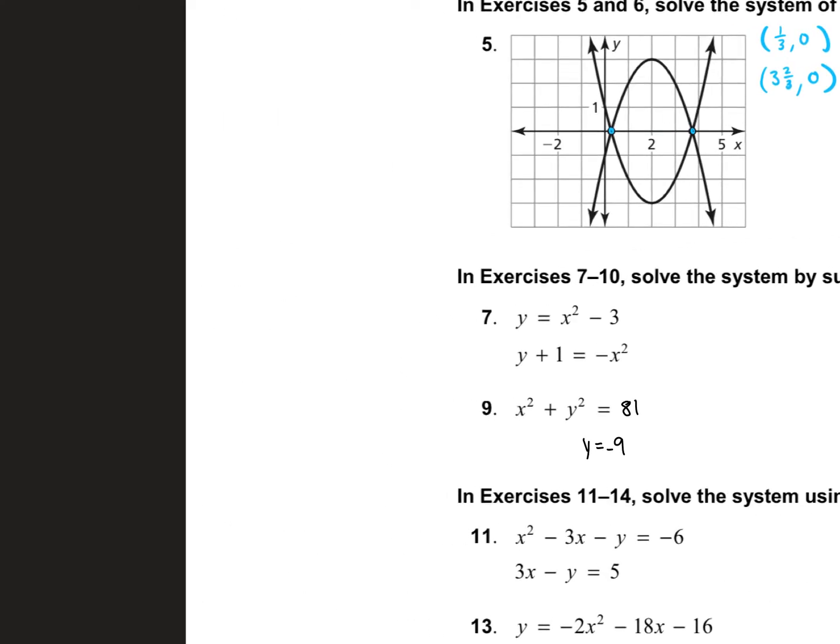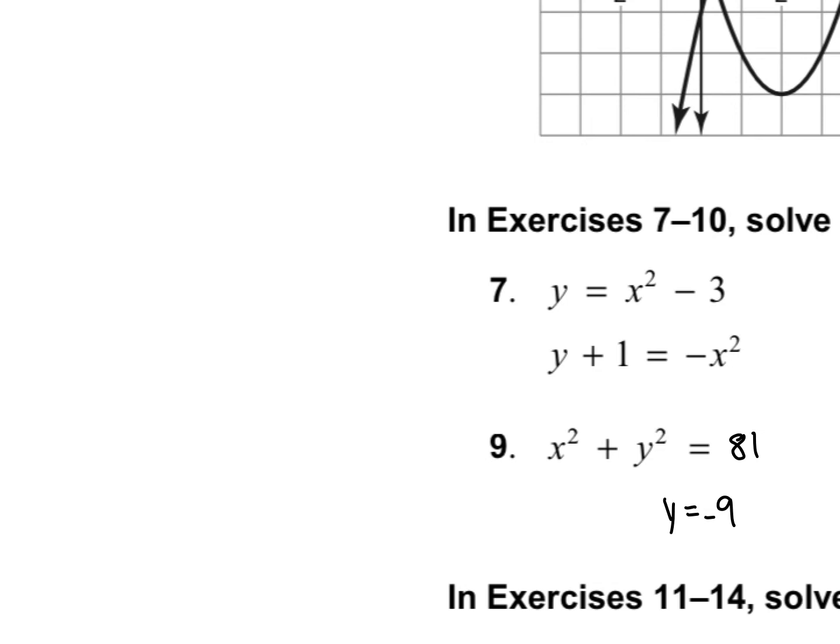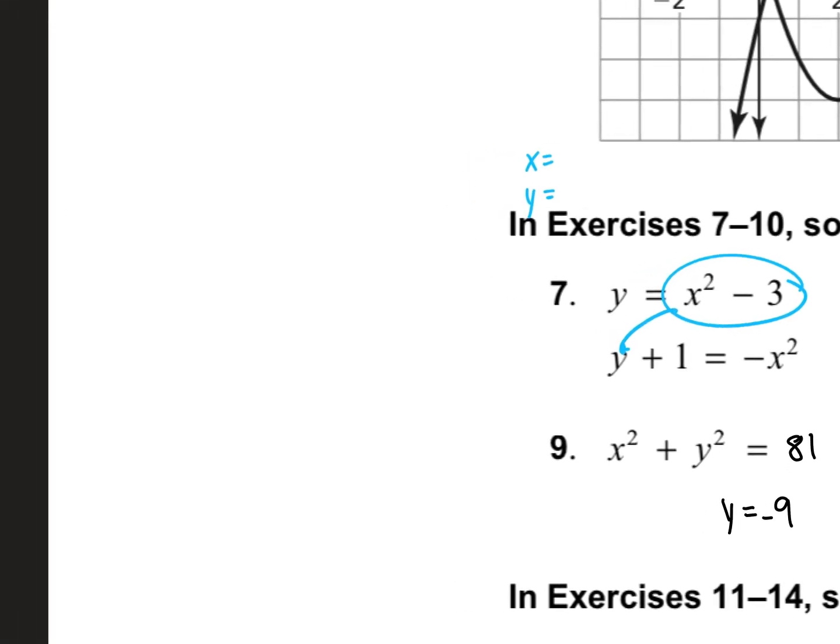Let's look at number 7. So here we have to solve using substitution. If we're using substitution, I either need an x equals or y equals. Do I have that here? Yep, we have a y equals. So I would take that and plug it into the y. Here, y is equal to x squared minus 3, then plus 1 is equal to negative x squared. So I just substituted the first equation into the y in the second.